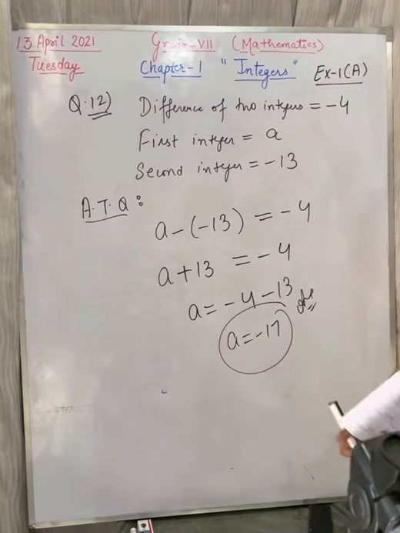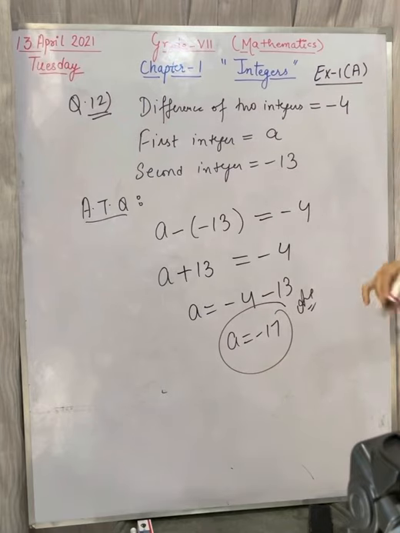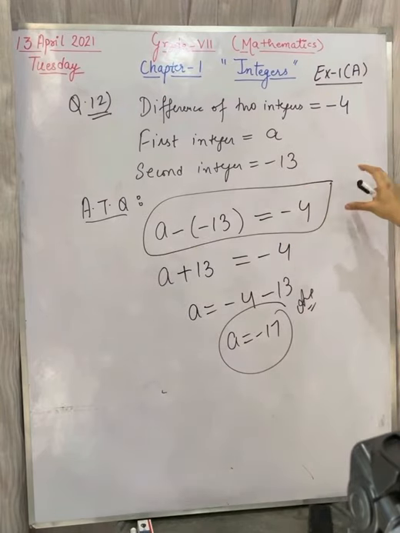So in this way you have to read out the statement properly and side by side write down what is given, what you have to find out. After that, convert the statement into the numerical form, into the expression. Any doubt in the question? Please ask me right now, quickly, if you're having any doubt.